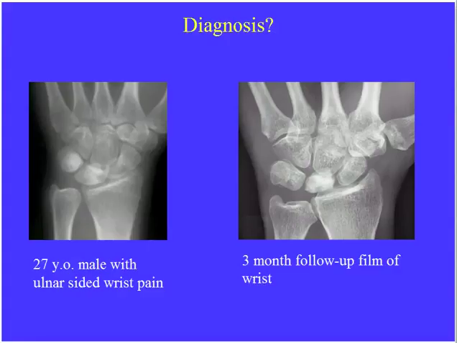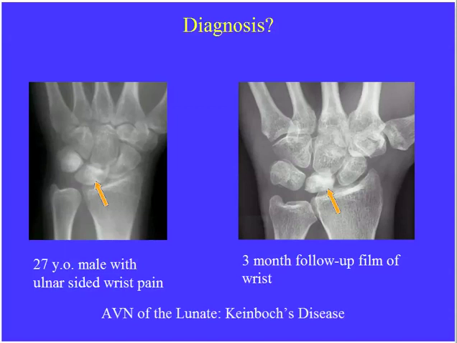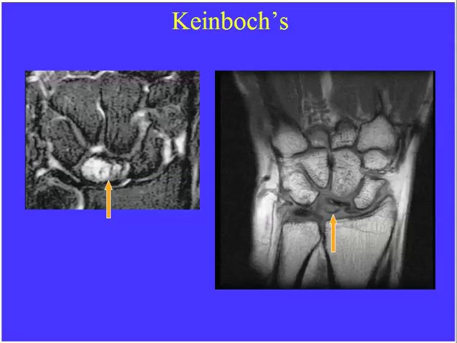necrosis. They also show a case of avascular necrosis of the lunate or Kienbock. This is a 27-year-old with ulnar-sided wrist pain. The original film showed some slight increased density and some areas of lucency within the lunate. The 3-month follow-up has shown now complete collapse of the lunate with marked increased density, and this is Kienbock disease or AVN of the lunate. They can also show this on MR with high signal on T2 or low signal within the lunate on T1.